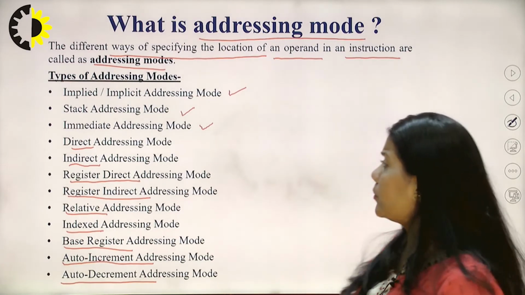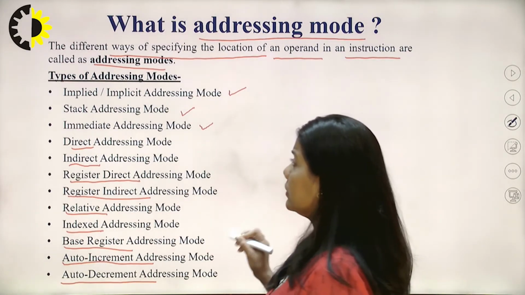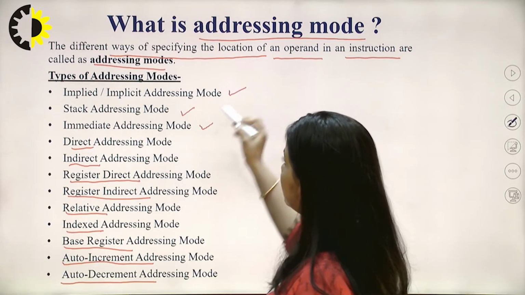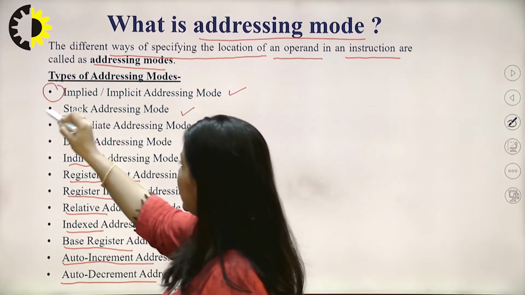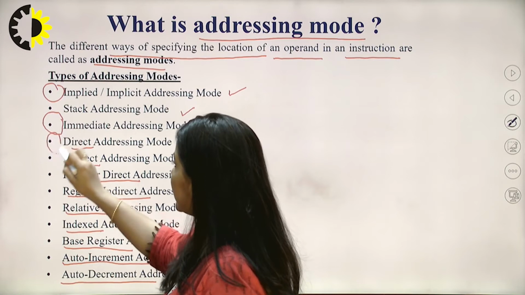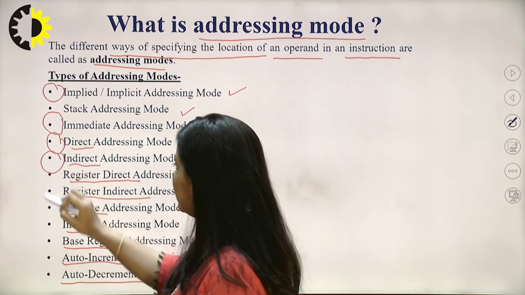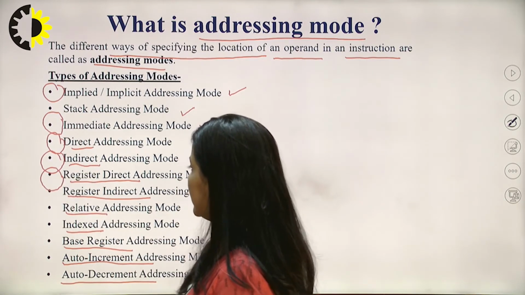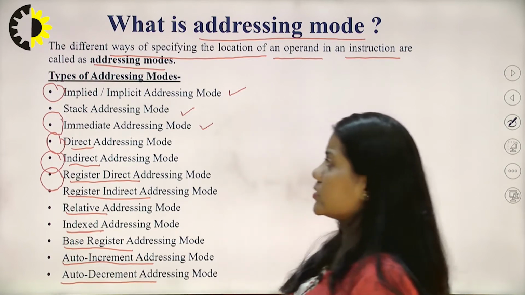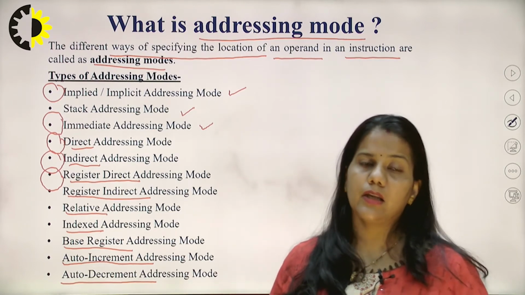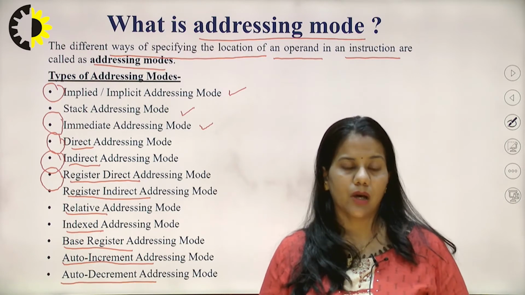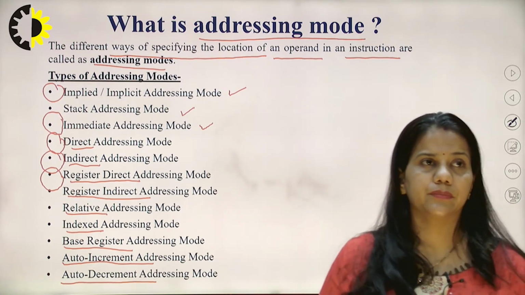Basically, from those mentioned here, these are very common: implied addressing mode, immediate addressing mode, direct addressing mode, indirect, and register direct. These are very basic addressing modes. These five addressing modes are present in any microcontroller or processor.